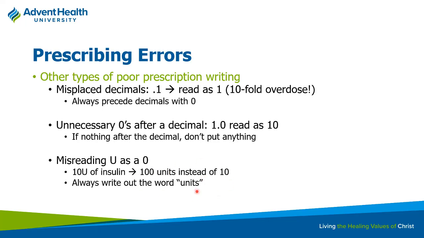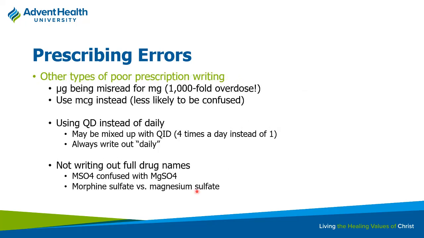For my purposes, you'll find some things are dosed as international units. You don't have to write the international for my purposes. Just write units and you're fine there. Okay. Other types of errors. Writing mcg out as micrograms could be misread as milligrams, which would be a 1,000-fold overdose potentially. So instead, we like to see mcg being used.